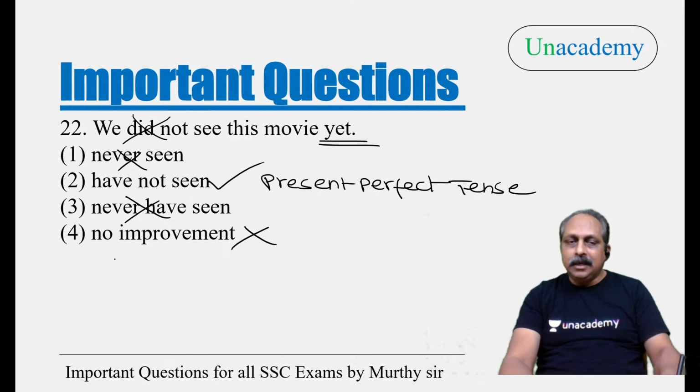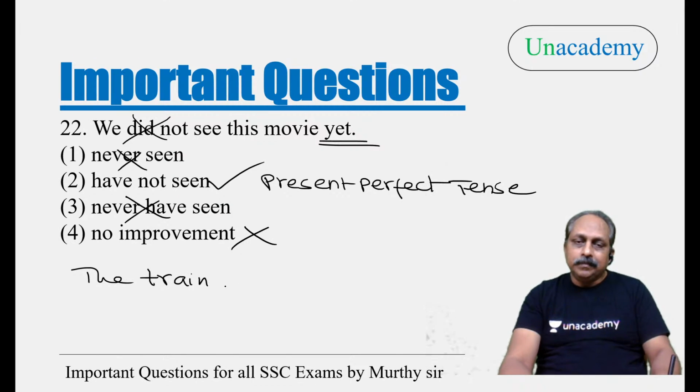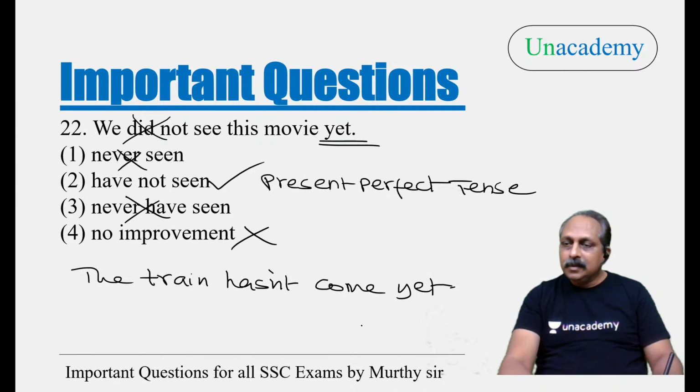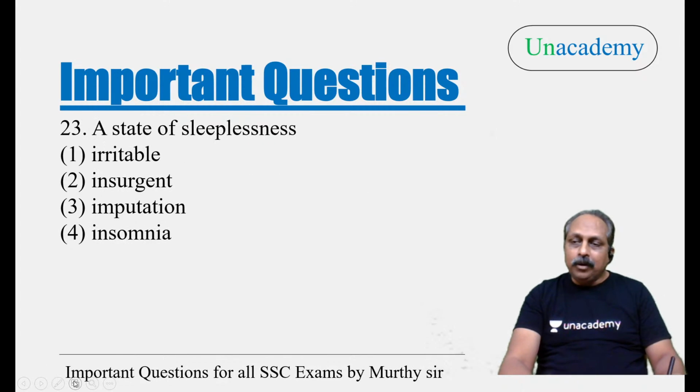We haven't seen yet. Generally, in conversational English, we say, the train hasn't come yet. Come, came, come. The train hasn't come yet. Present perfect tense. An important question.